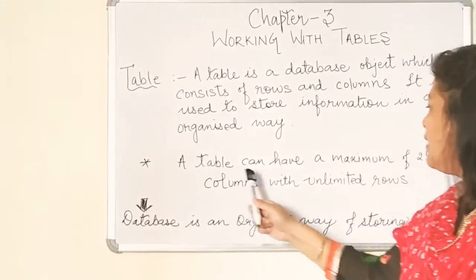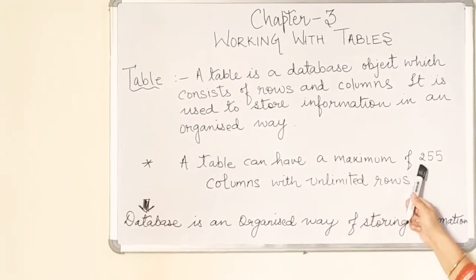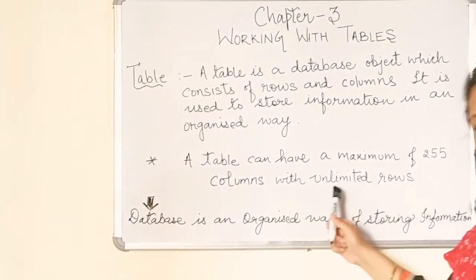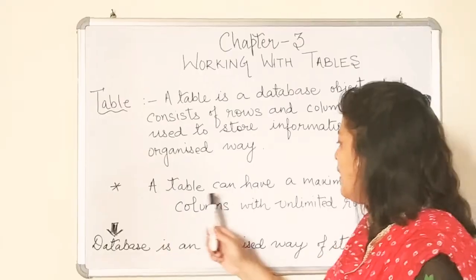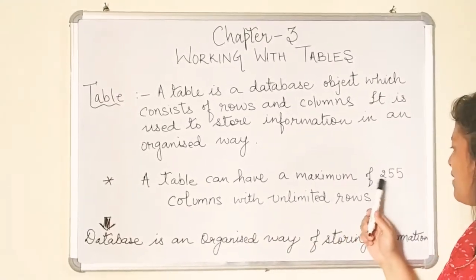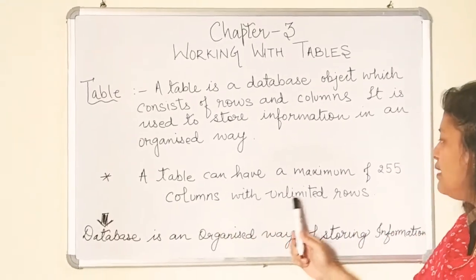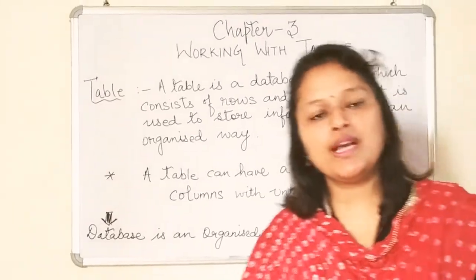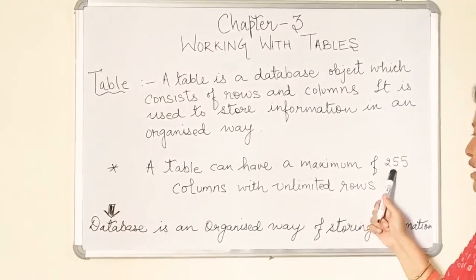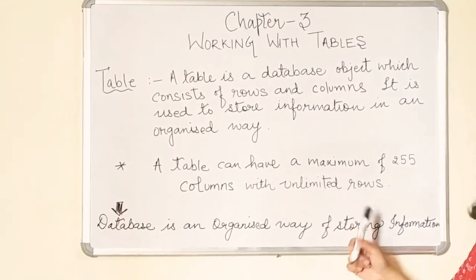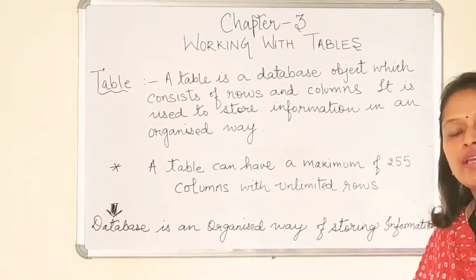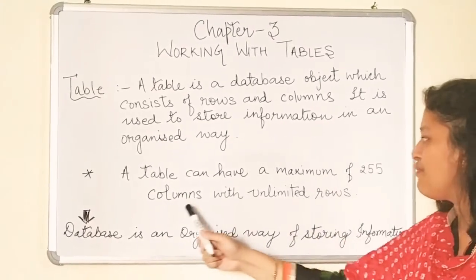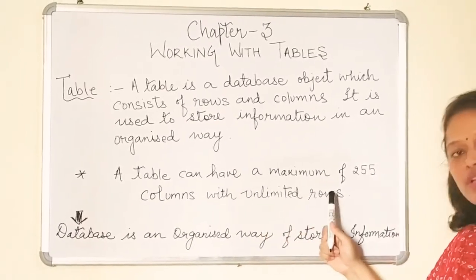A table can have a maximum of 255 columns with unlimited rows. Now this is a very important concept, children. It means a table can have a maximum of 255 columns with unlimited rows. There is no limitation on how many rows a table can have. It should have a maximum of 255 columns and unlimited rows.